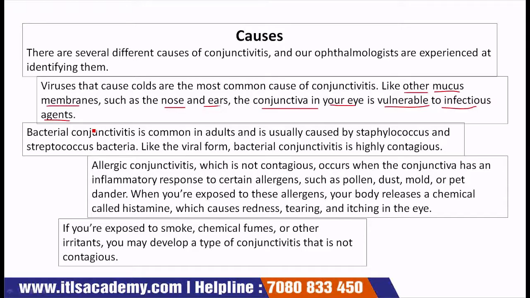We can say that viral conjunctivitis typically begins in one eye but can easily spread to the other eye. The condition can remain contagious for up to 2 weeks, but it tends to go away on its own within a few days or up to 2 weeks.